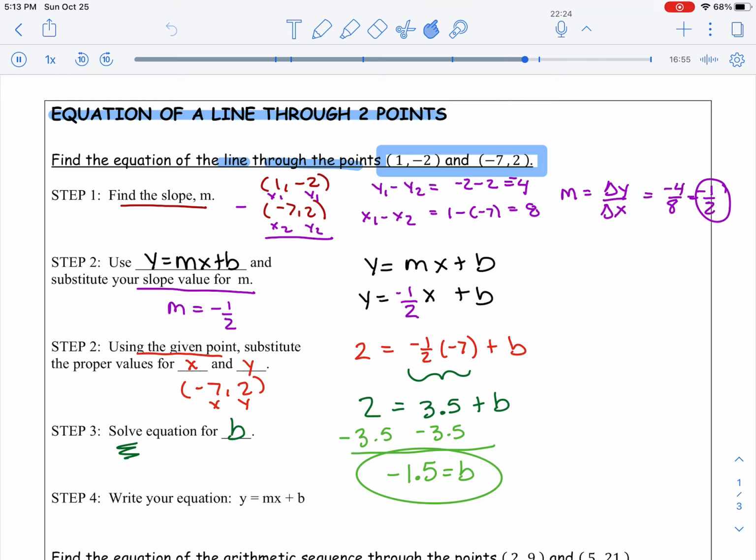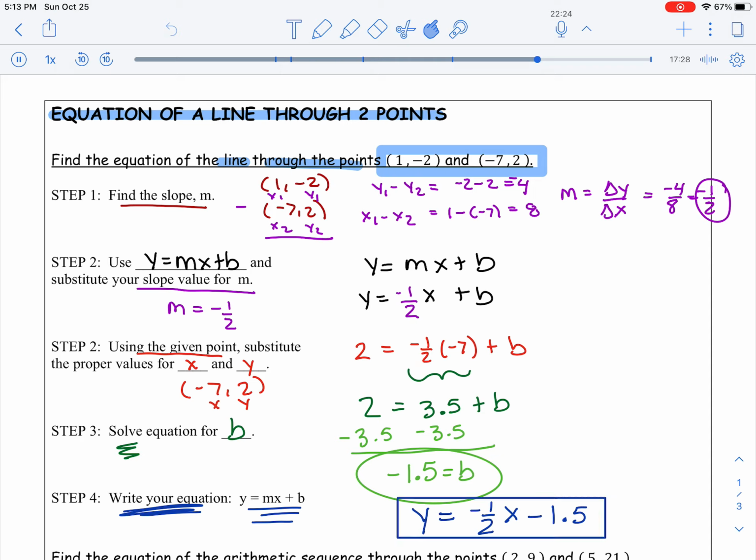Which leaves me with my very final step for this process. And that is I'm going to write my equation y equals mx plus b. So y equals, my m value was -1/2, and my b value was -1.5. And there you have it. We have our equation of a line through the points (1, -2) and (-7, 2).